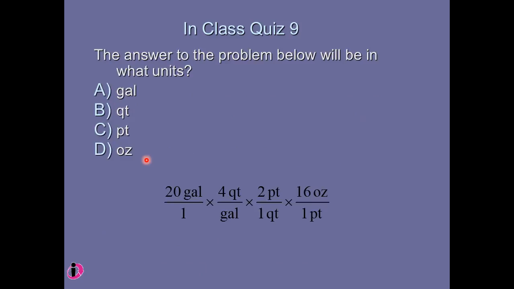All right. What will be the unit for this question? So gallon and gallon get cancelled, quart and quart get cancelled, pint and pint get cancelled. So you'll be left with only ounce, right? So the right answer is D, because you'll be cancelling every unit except ounce.